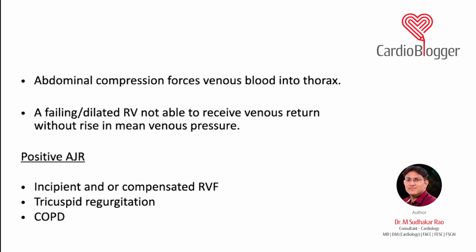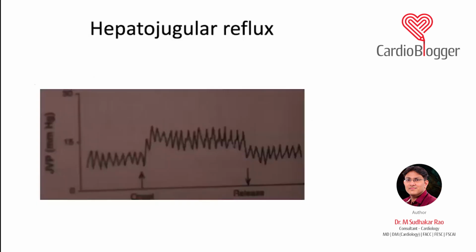One of the important causes is COPD. COPD patients may have some degree of cor pulmonale and they may have a positive abdominojugular reflux. So this is what I told you. On compressing this, you are able to see this, and on releasing, it becomes normal.